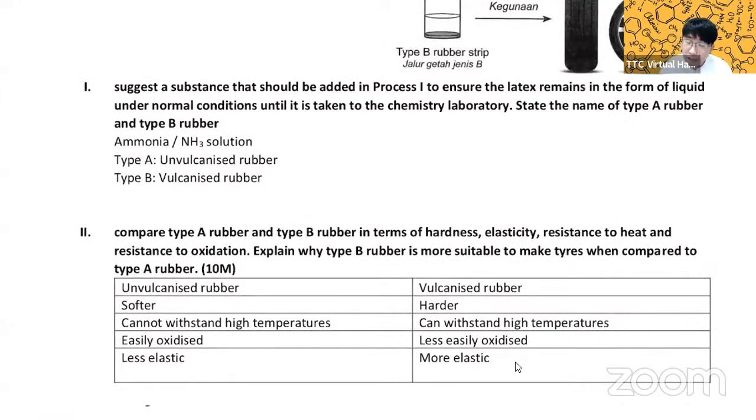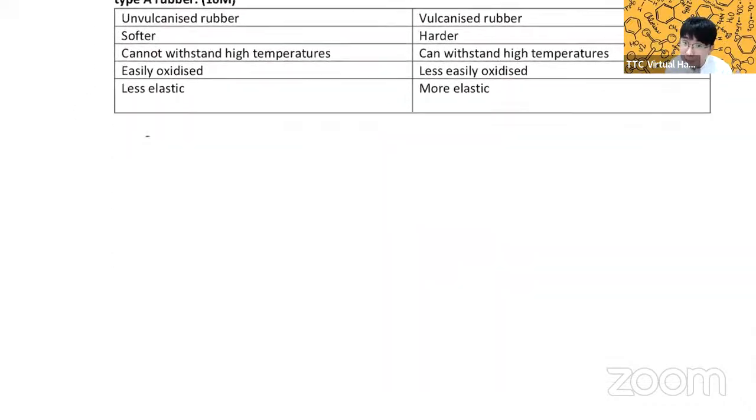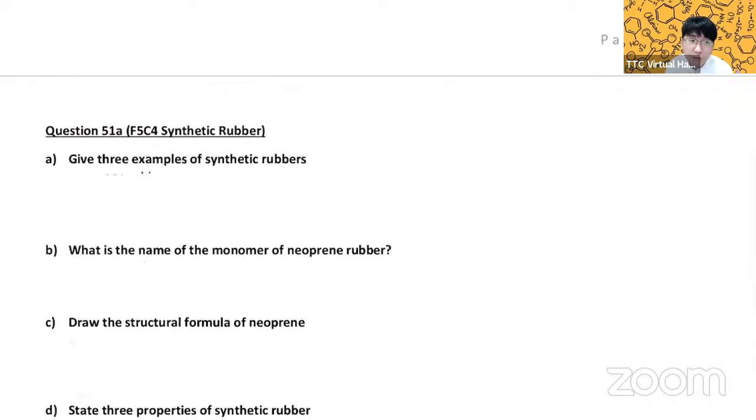Okay, until here, these are still natural rubber. We take natural rubber from the rubber tree and make different stuff. But once you have natural rubber, you have the next one called synthetic rubber. So synthetic rubber means man-made, human made. So give me three examples of synthetic rubber. So this one, if you never memorize, can you guys even give me one synthetic rubber example?